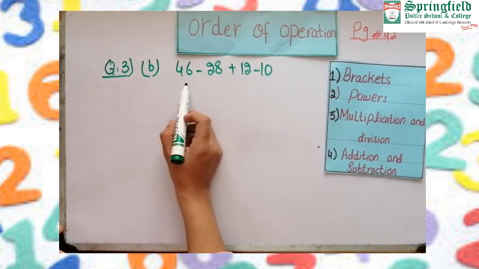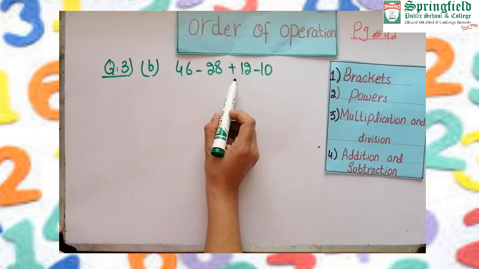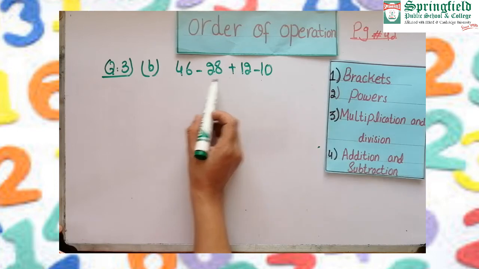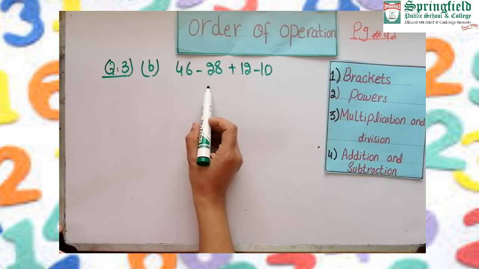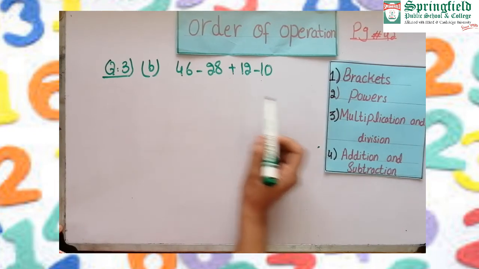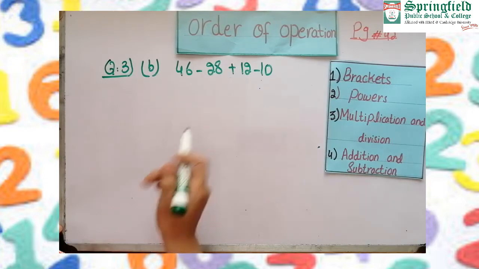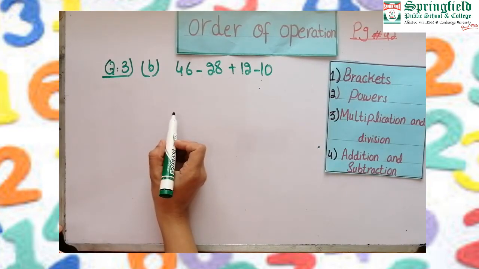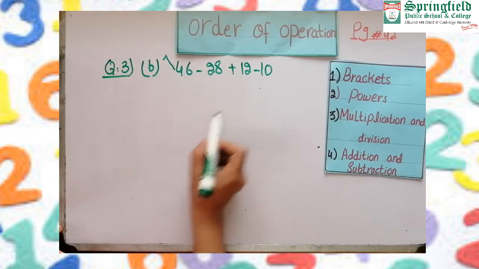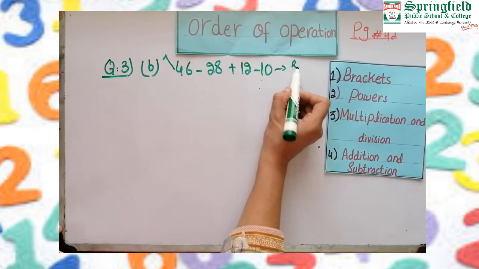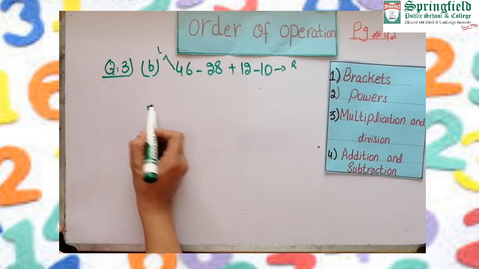So look at this expression. This expression has subtraction and addition, both operations. And as we know, when an expression has more than two operations in one expression, what will we do in this type of situation? So beta, we will start from the left side. This side is called left and this one is called the right. We will start from the left side.